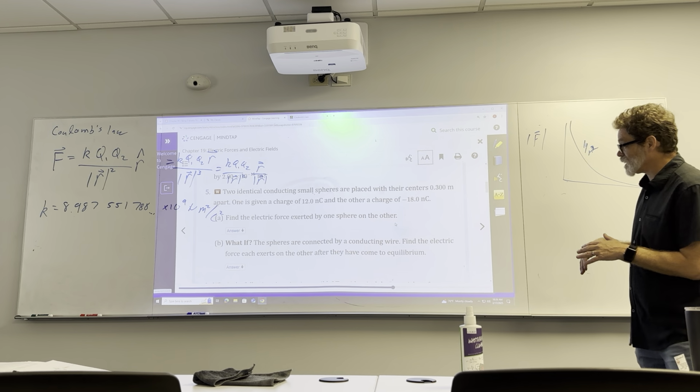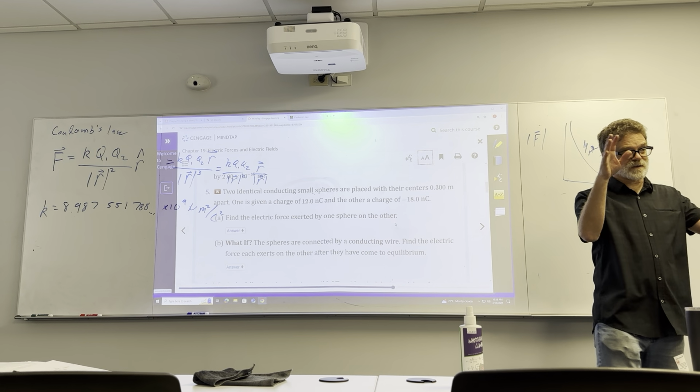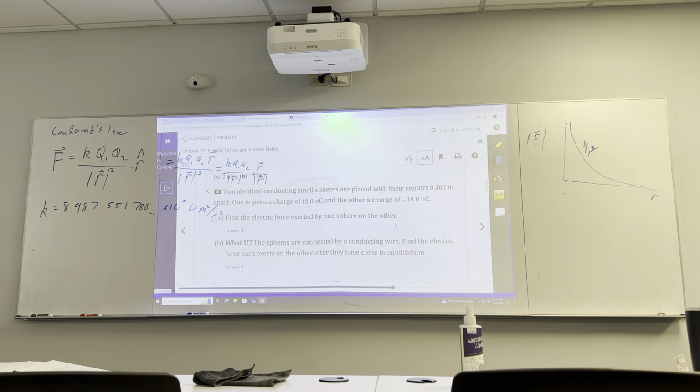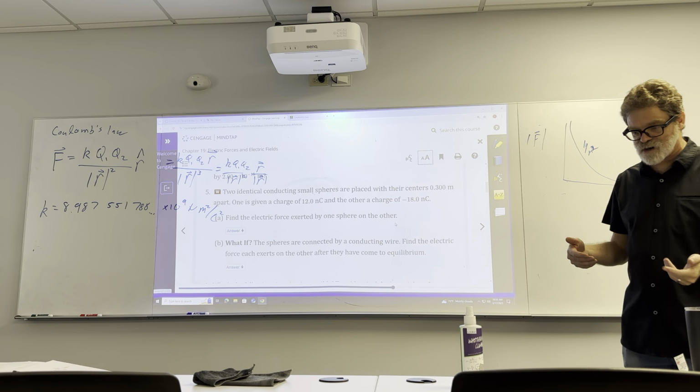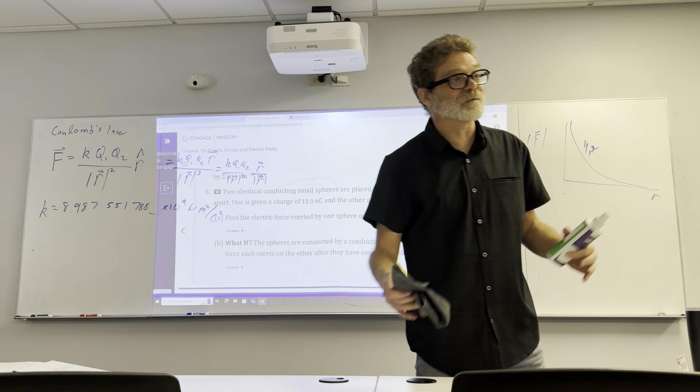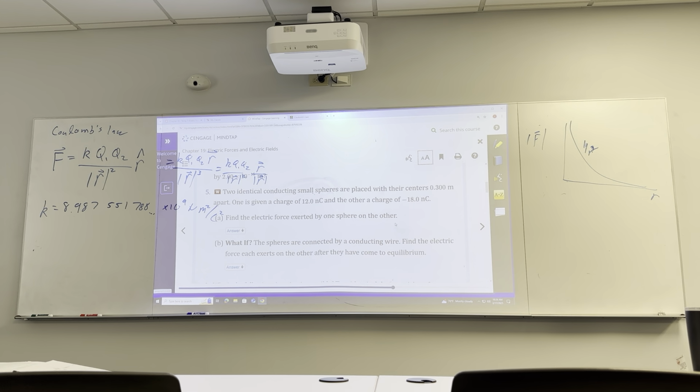So when you have conductors, the charge will move and it'll spread out to equalize. It's kind of like thermal equilibrium, but we have electric equilibrium. The charges distribute themselves across a conductor. Okay, does that make sense? So you'll need that for part 2. So part A, find the electric force exerted by one sphere on the other. Part B, now you connect them by a wire so the charge equalizes. What's going to happen? Well, positive charges are going to be attracted to negative charges, right? They're going to cancel out, and you're going to redistribute the charge that's left. So that's part B.